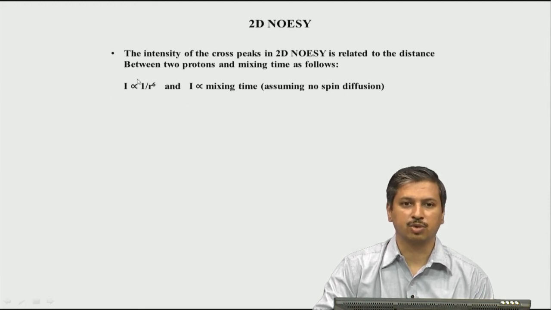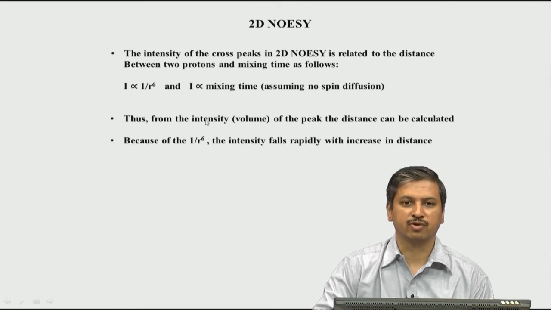So, let us remain here: intensity is proportional to the inverse 6th power of distance. Therefore, from the intensity or volume of the peak, distance can be calculated. I would stress that we actually do not calculate it like this; we use the word estimated. Based on the intensity of the peak, the distances can be estimated.